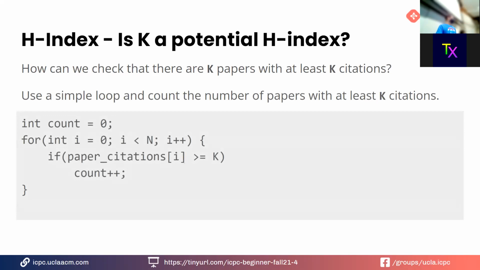So this is just the loop. I set a count starting at 0, and a for loop going through the n citation numbers. Let's just assume that paper citations contains the number of citations for each paper. If that is greater than or equal to K, then we just increment count. By the end of this for loop, we should have the count, and then we can use that to compare with K.